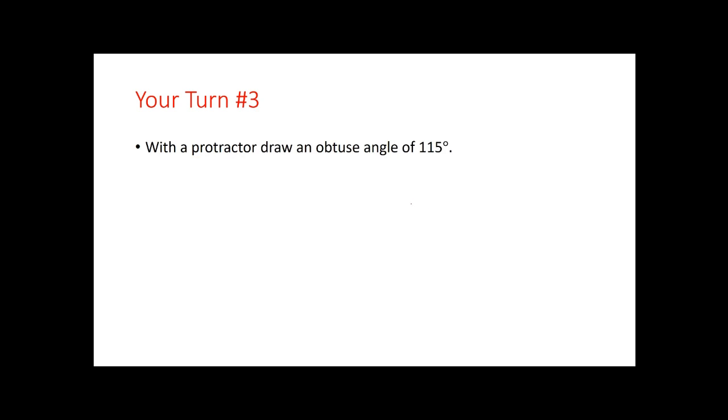All right, your turn number 3. With the same protractor, draw an obtuse angle of 115 degrees. It's like the last your turn, except now you're shooting for a different number, 115. Try to use the inside angles, not the outside ones.